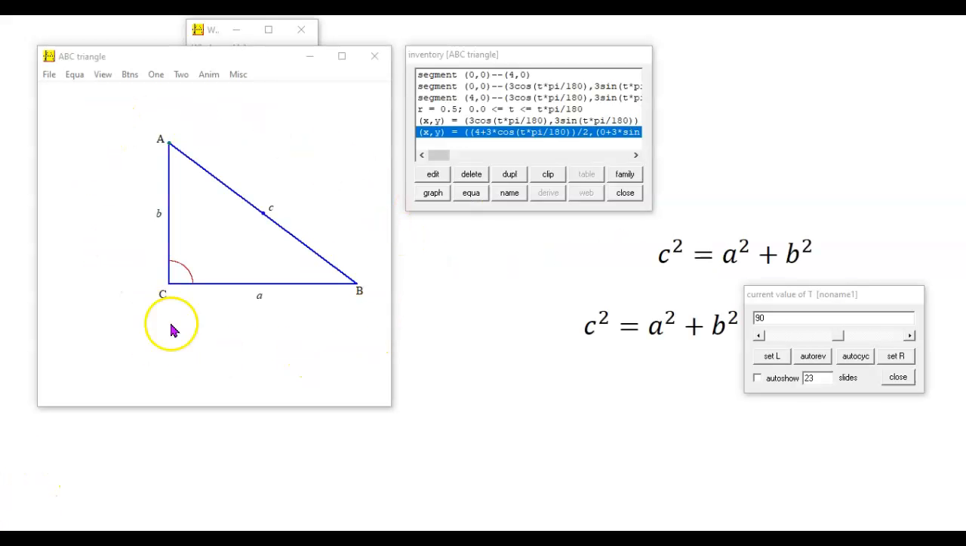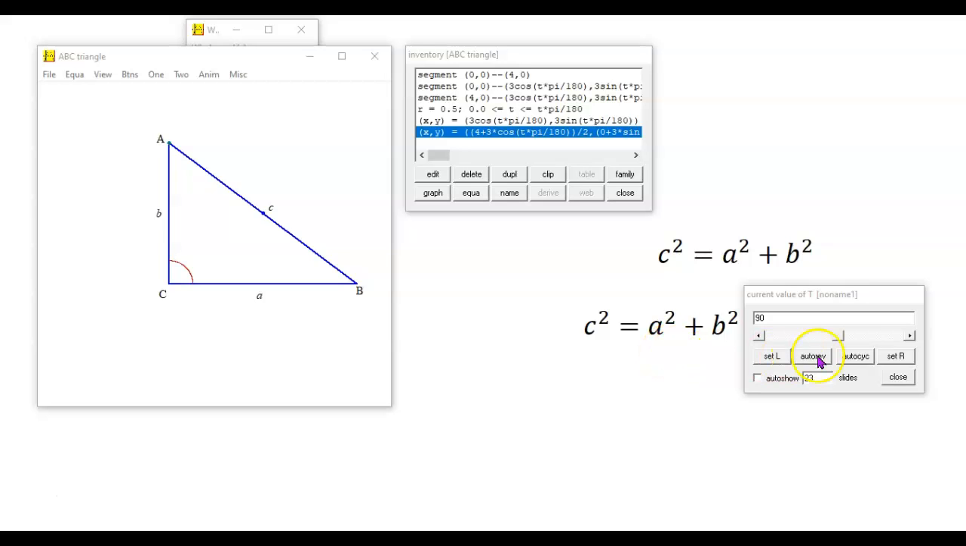So here we see a right triangle. And do you know what I think of whenever I see a right triangle? The Pythagorean theorem. So with this triangle, here's angle C. It's the right angle, the 90-degree angle. So the side that's across from that, side C, is the hypotenuse. And the Pythagorean theorem tells us that c squared is equal to a squared plus b squared.